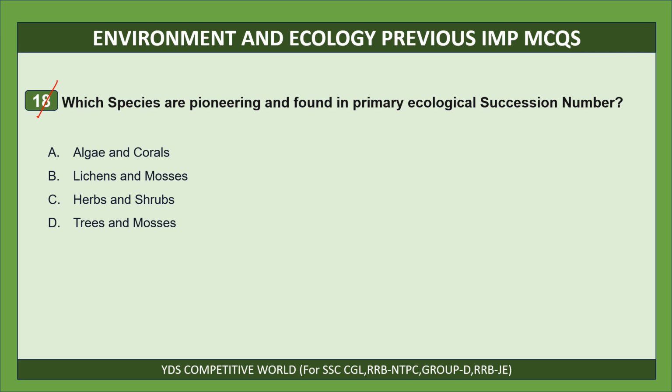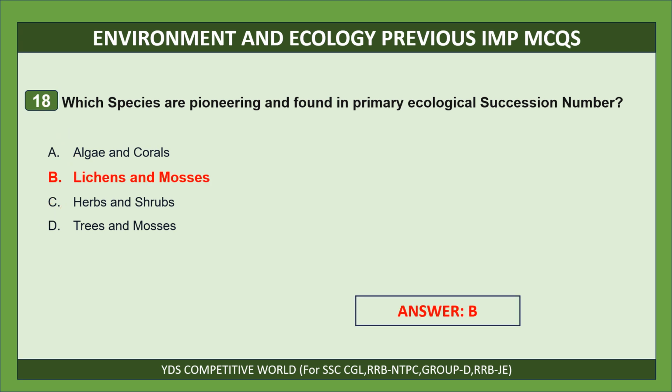18th question. Which species are pioneering and found in primary ecological succession? Option A, algae and corals. Option B, lichens and mosses. Option C, herbs and shrubs. Option D, trees and mosses. Option B, lichens and mosses is the correct answer.